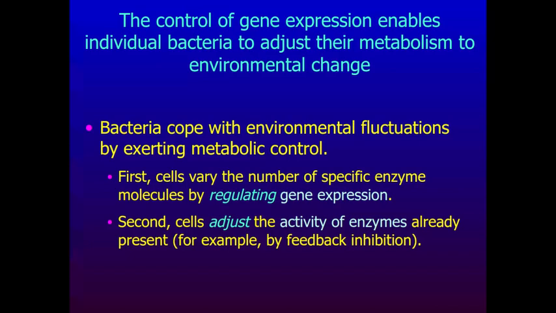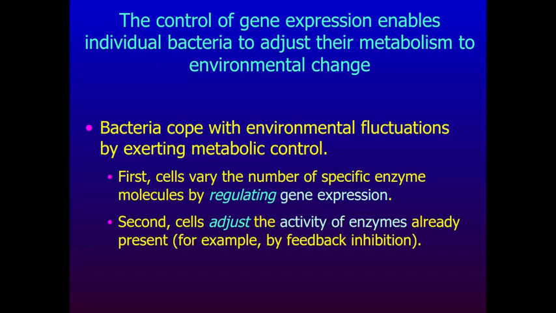Okay, two different ways. Actually, three different ways. They can use natural selection and whatnot, but they can also vary the number of specific enzymes. What kind of enzymes are being produced by regulating gene expression? Like we saw with the POGIL you guys were doing the other day. If there's no lactose in the environment, why make the genes to break down lactose? Okay, so that's regulating gene expression.